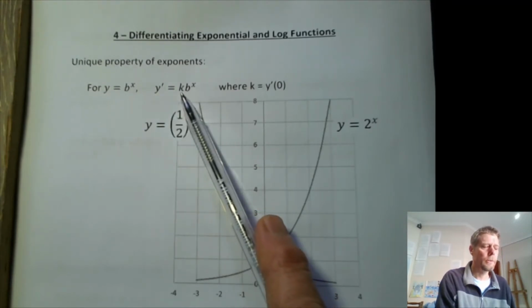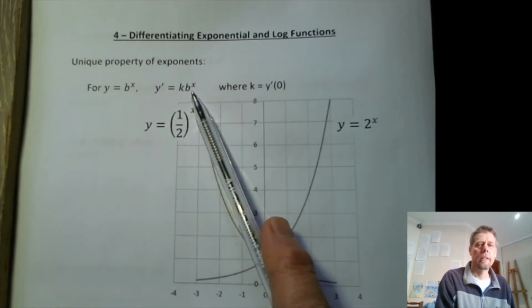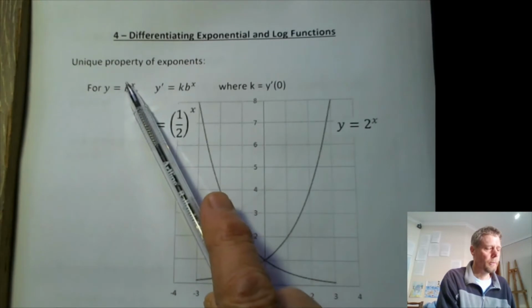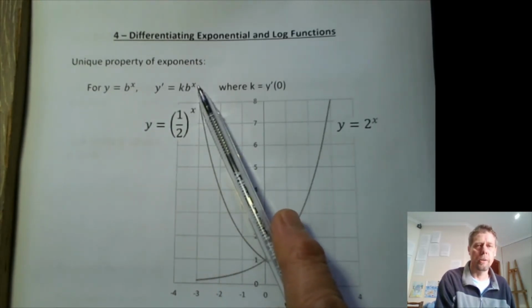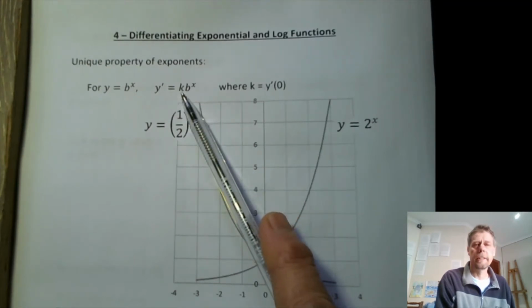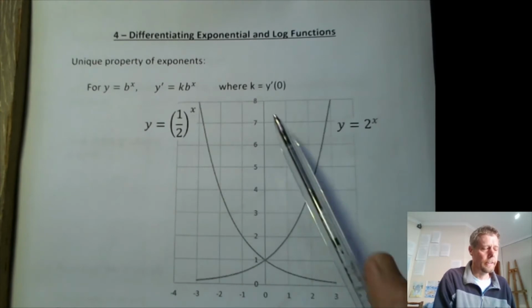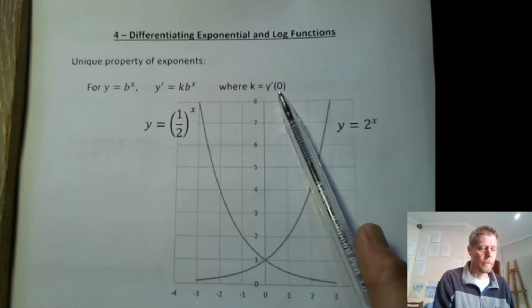y dash equals some constant k times b to the x. So when you differentiate, the b to the x remains as b to the x. It actually doesn't change at all. This is a very unique function of exponents. And what is k? Well, it turns out that k is the slope of the graph y.